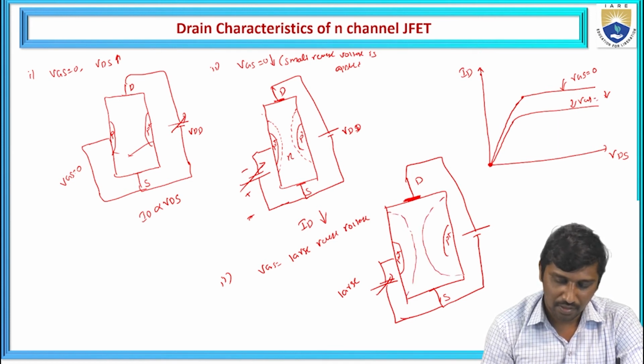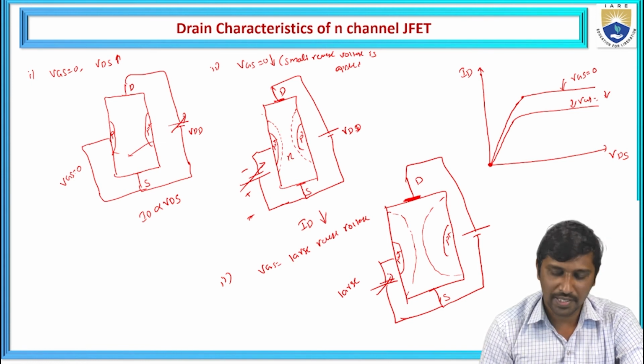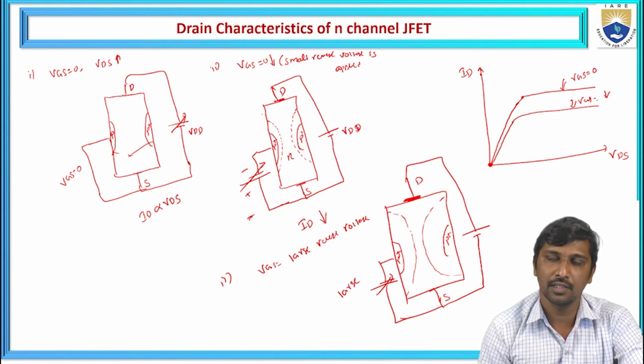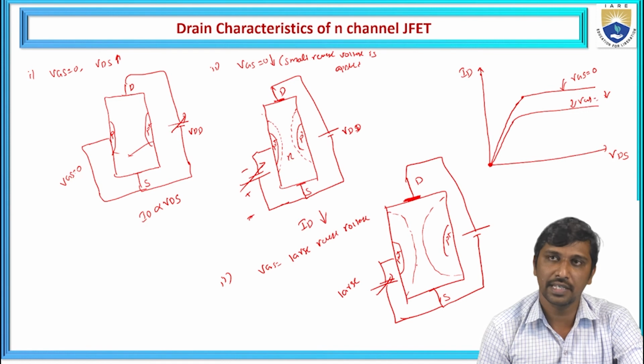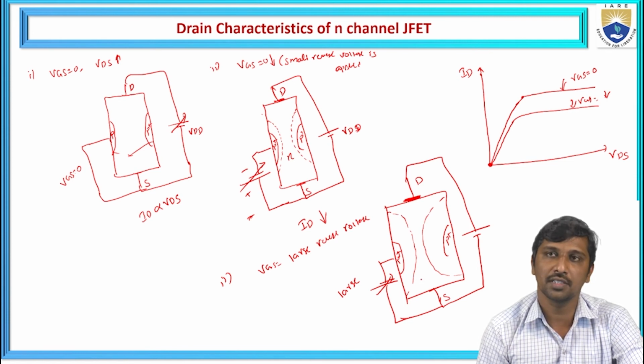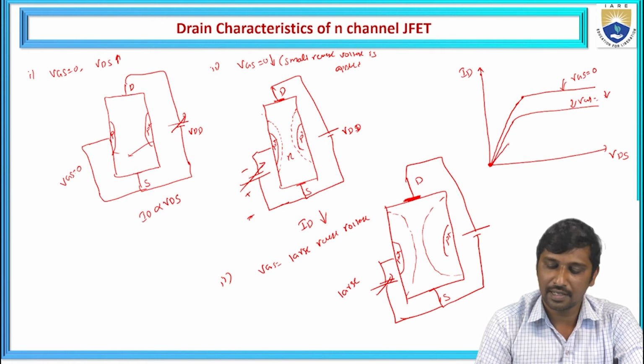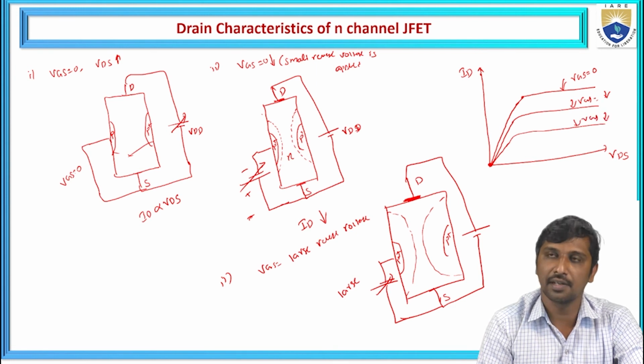So if we go on increasing the reverse voltage, what happens internally? The two depletion widths increase. Hence, it greatly narrows the channel area. So when the depletion widths increase by increasing the reverse voltage across the gate and source terminals, the movement of the charge carriers becomes very, very less. Hence, the drain current again reduces. So VGS is reduced further here.